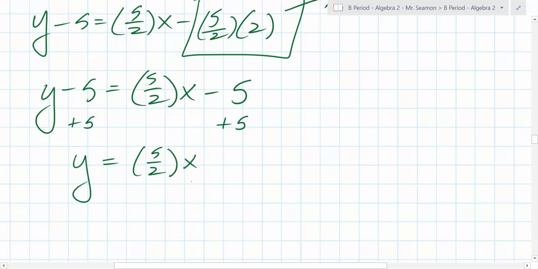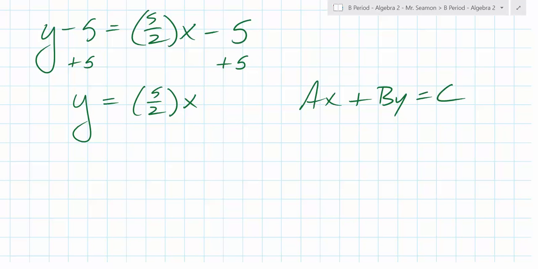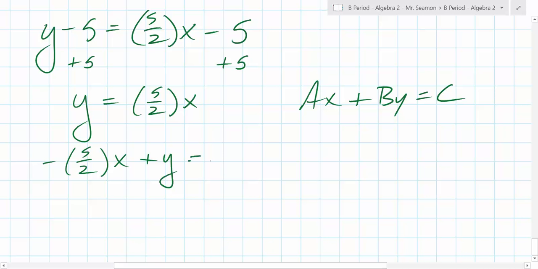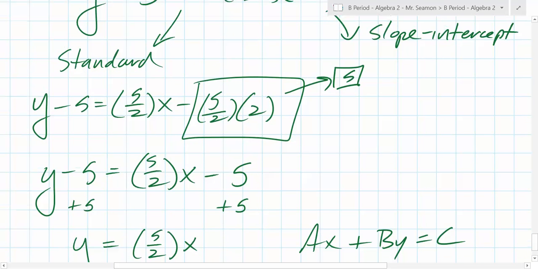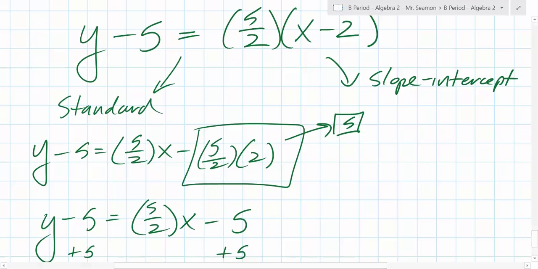Is that in standard form? What is standard form? X plus y. So is that in standard form? No. X and y have to be on the same side. So what do we have to get rid of? We'll subtract the 5 over 2x. Minus 5 over 2x plus y is equal to 0. How do we feel about this? Do we feel okay about this?